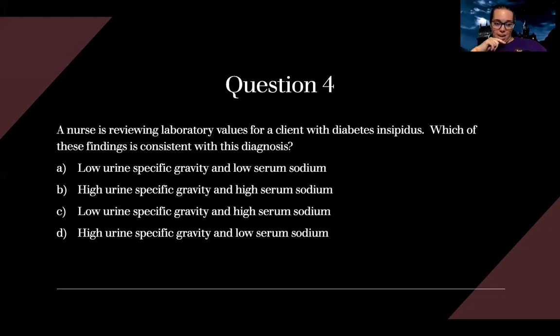So I'm down to A and C. But then I have to figure out what's going on with their sodium. So then I have to think about, okay, if I'm peeing out all my fluid, what's going on in my blood? If I'm peeing out all my fluid, then in my blood, everything's going to be dehydrated because I'm losing all my fluid. So everything in my blood is going to be high, my urine is going to be low. So C is the correct answer here.